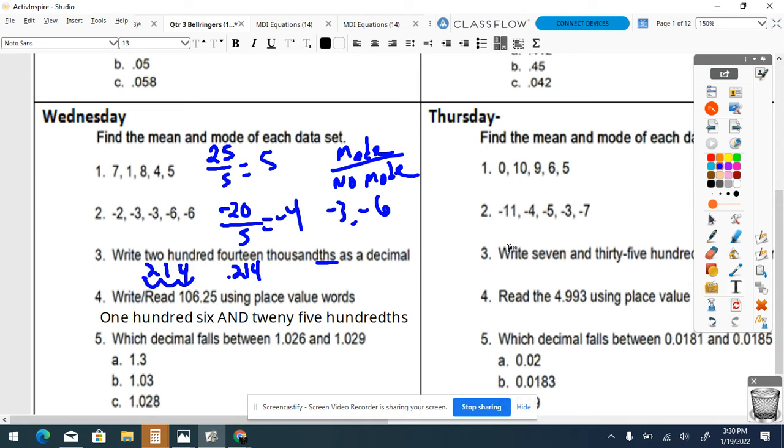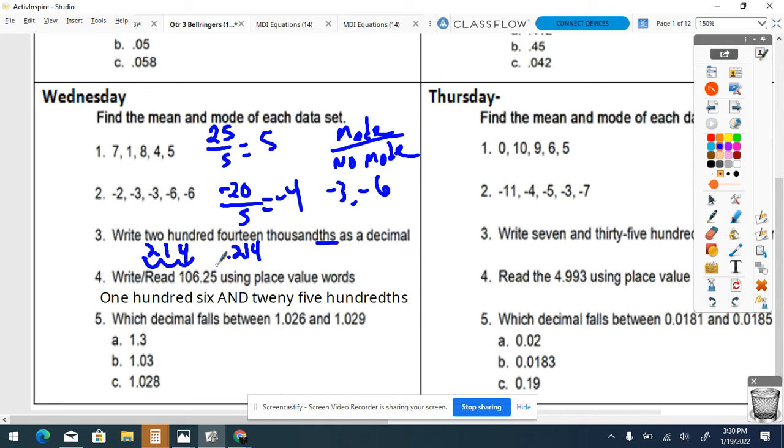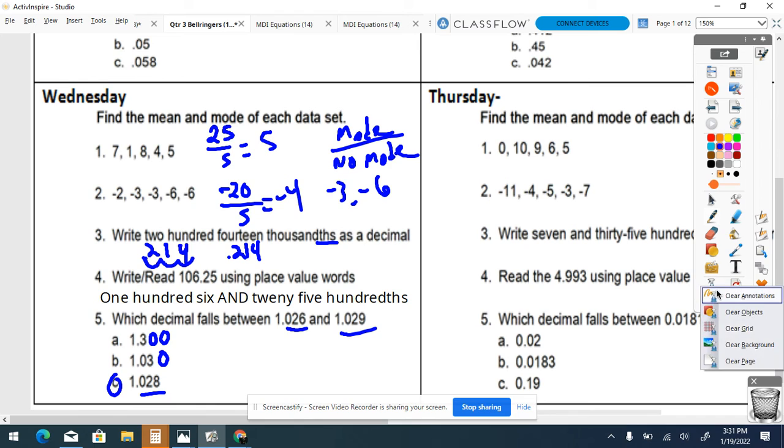Right, then number 5, remember our trick. We want to make sure they all have the same number of digits, so we should have 3 after the decimal. Then pause the video and see if you can figure out which one falls between 26 and 29. All right, hopefully you picked C because it would go 26, 27, 28, and then 29. All right, again, make sure you have all those correct. I'm going to jump straight to Thursday.